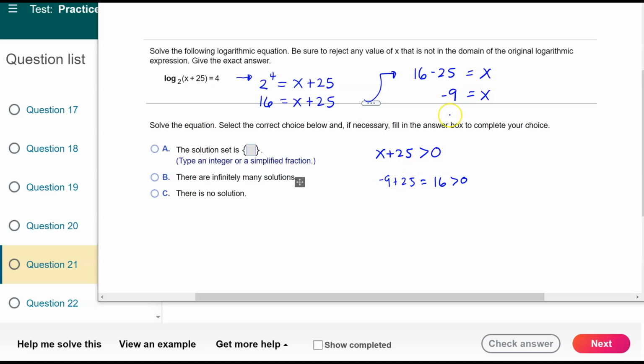So it's positive. So in other words, what you would do is you get that value of x, you plug that into the original expression, and you make sure that the argument of the expression is positive. And if that's the case, then that is a solution. So the answer is -9. The solution set is -9.